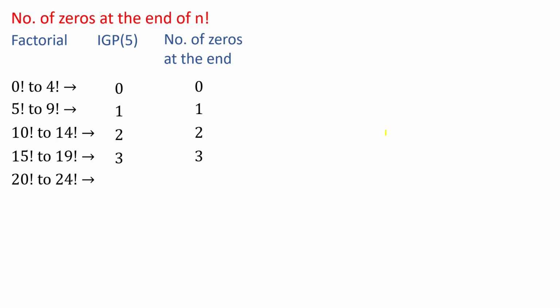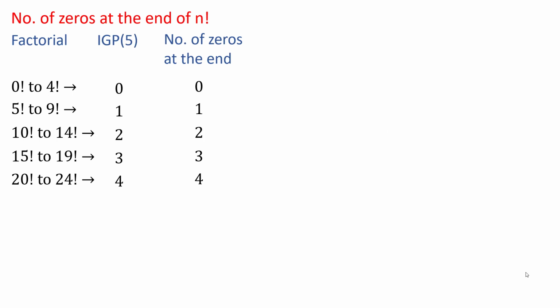After that, take any factorial from 20 factorial to 24 factorial. In that factorial, how many times will 5 get multiplied? 4 times. The first 5 is in 5, then in 10, then in 15, and then in 20. Total 4 5s will be there. So what is the IGP of 5 in that factorial going to be? 4. So that factorial will end with a total of 4 zeros.